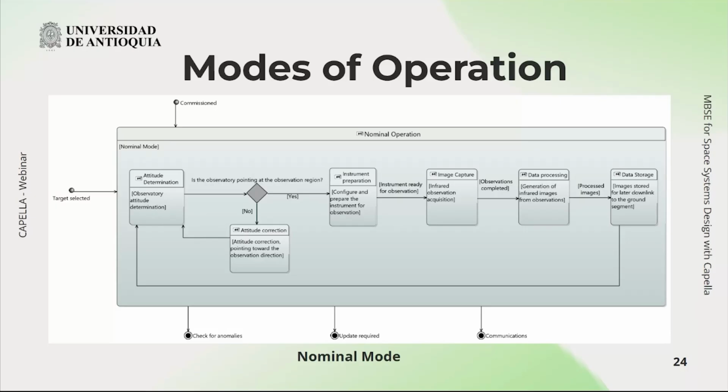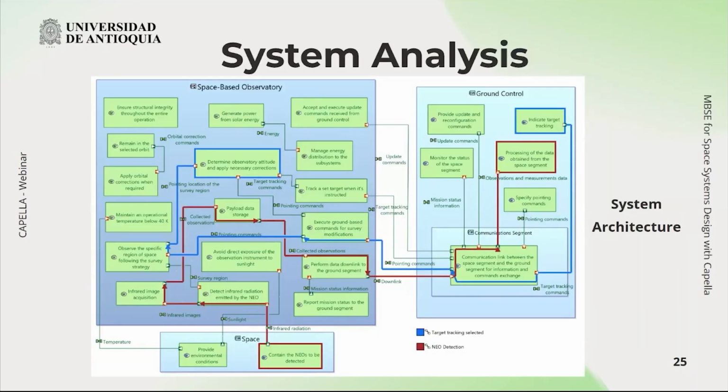And also it is important because we can zoom in on each mode, in this case the nominal operation that represents the operation when the observatory is detecting a NEO, from the attitude determination, changing the orientation of the observatory, and the preparation of the instrument, the capture of the images, and finally the data storage, and again that process. And now with the system analysis, we have the observatory at a black box level.